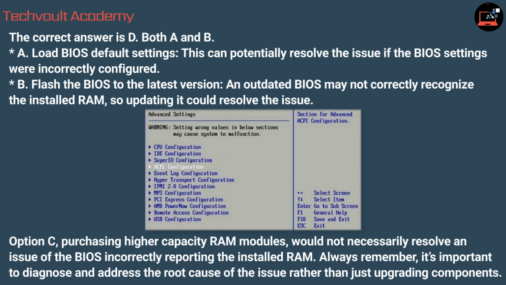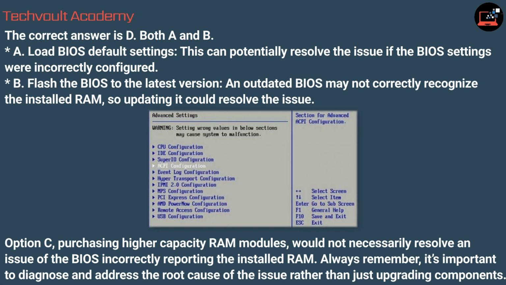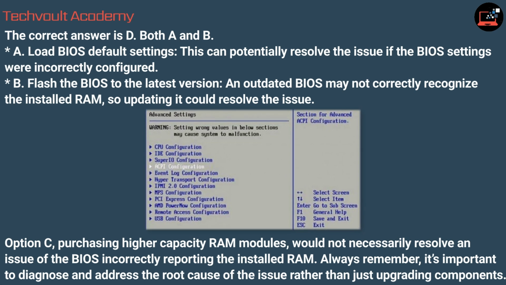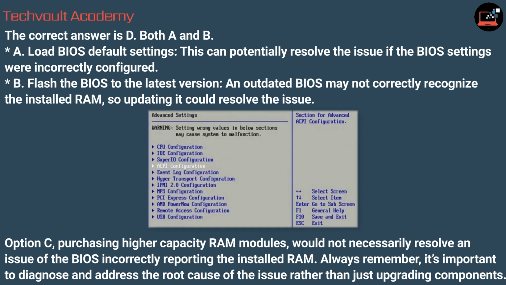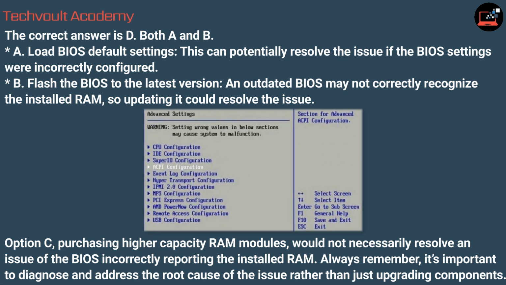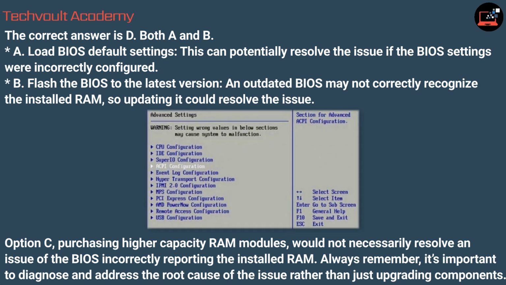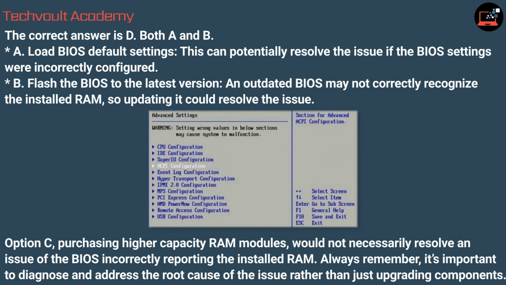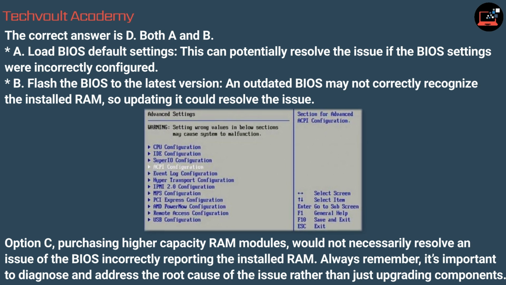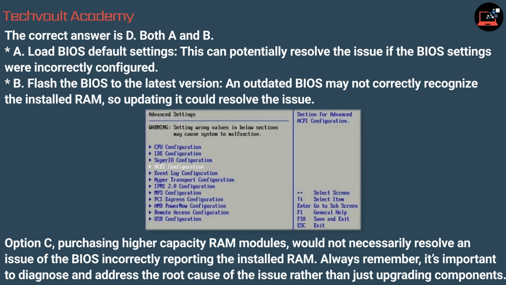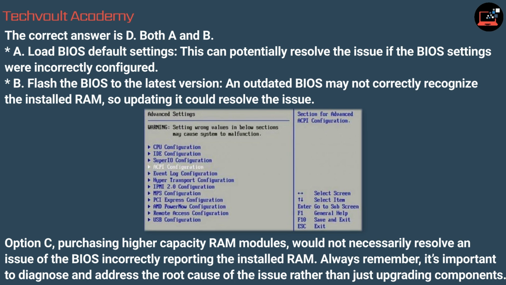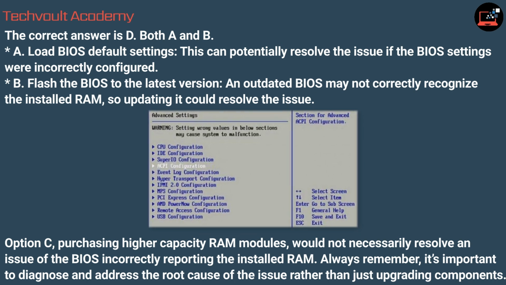The correct answer is D. Both A and B. A. Load BIOS default settings. This can potentially resolve the issue if the BIOS settings were incorrectly configured. B. Flash the BIOS to the latest version. An outdated BIOS may not correctly recognize the installed RAM, so updating it could resolve the issue. Option C, purchasing higher capacity RAM modules, would not necessarily resolve an issue of the BIOS incorrectly reporting the installed RAM. Always remember, it's important to diagnose and address the root cause of the issue rather than just upgrading components.